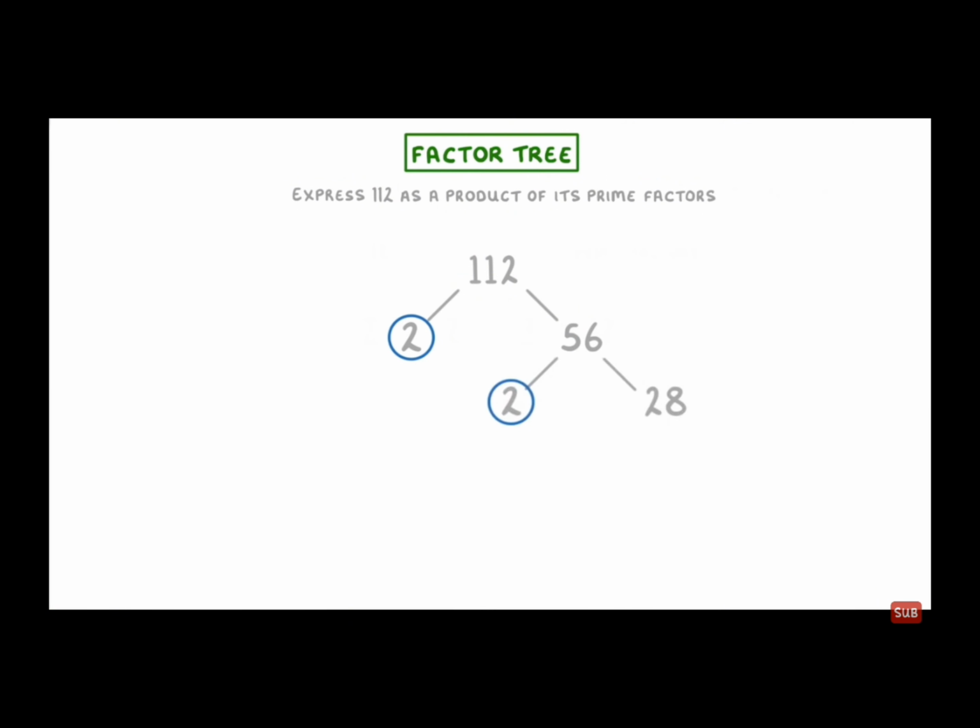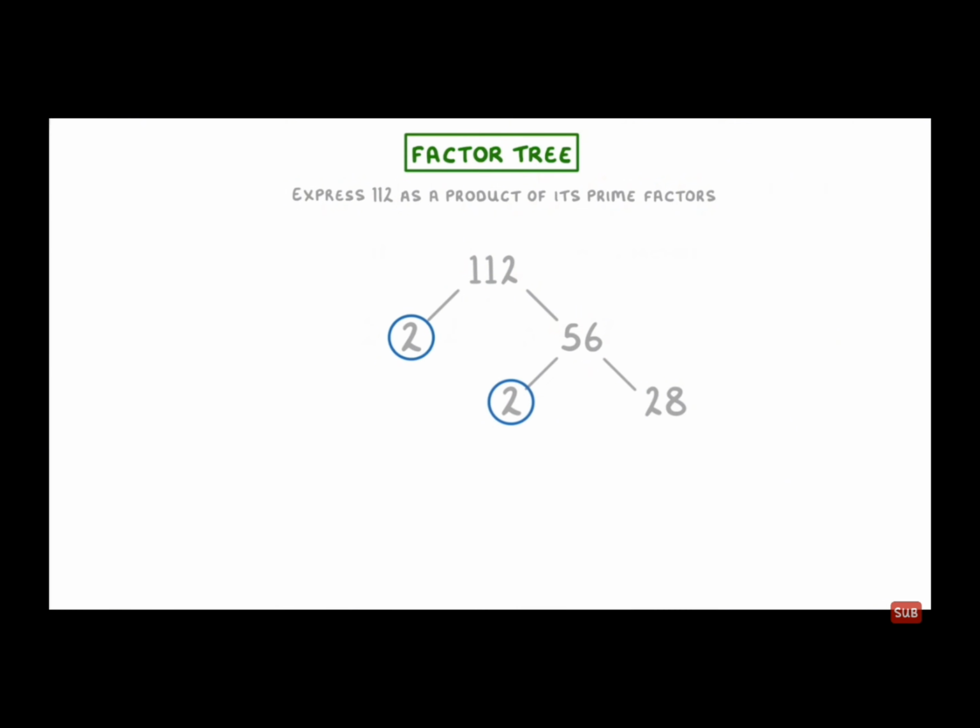Let's try one more, where we're asked to express 112 as a product of its prime factors. The word express basically just means write or show, so we're doing exactly the same thing as we were in the previous questions. To start, we put 112 at the top, and then we need to split it into a factor pair. And the easiest pair, if it's an even number, will generally be 2 and whatever else you need. In this case, 56. So we can circle the 2 and then split the 56 into 2 and 28.